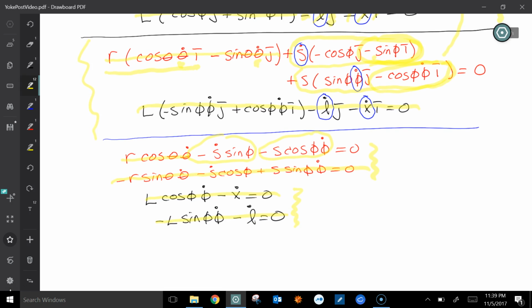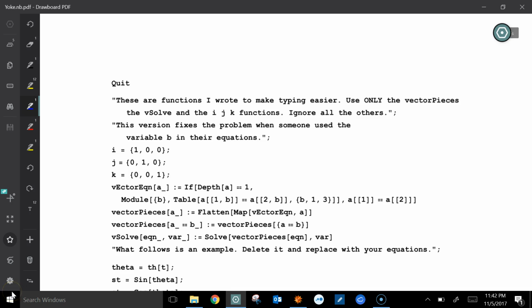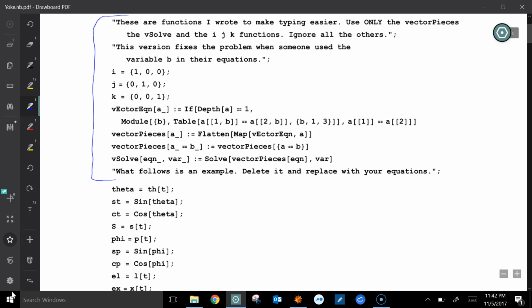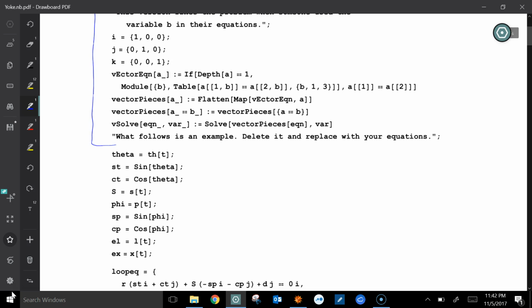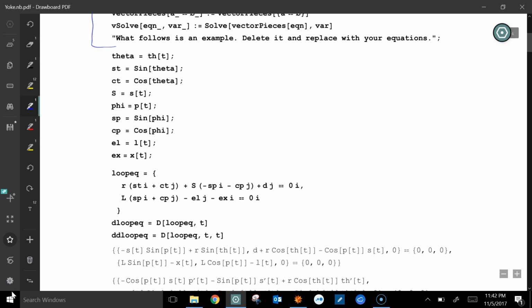Okay, so what I'm going to do is pause it now, and I'm going to pull up Mathematica and show how to solve this with Mathematica. Okay, so here is a Mathematica file that I use to solve this thing. This section right in here is just a piece of code that allows me to use I, J, K for vectors. This one here is just to try to help make typing simple.